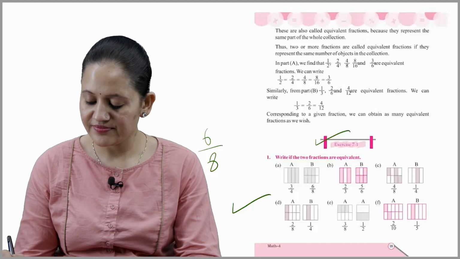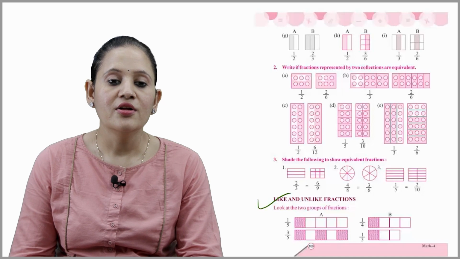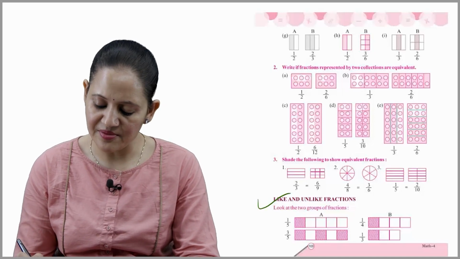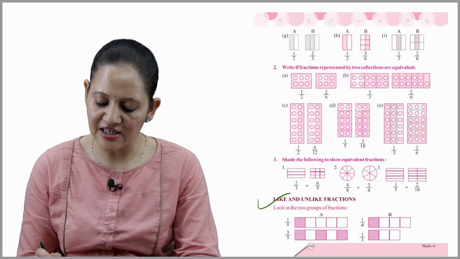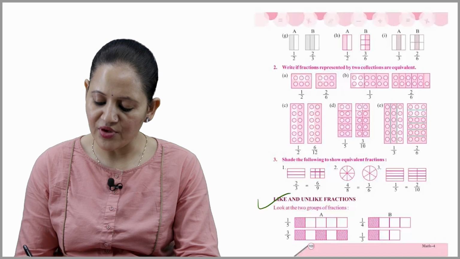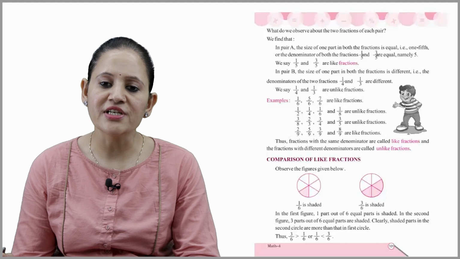Next is like and unlike fractions. Look at the two groups of fractions. Here 1 by 5, 3 by 5, 1 by 4, 1 by 3. अलग अलग ग्रुप ए में देखेंगे तो 1 by 5 and 3 by 5 है. ग्रुप बी में 1 by 4 and 1 by 3 है. So what do you observe about the two fractions in each pair?